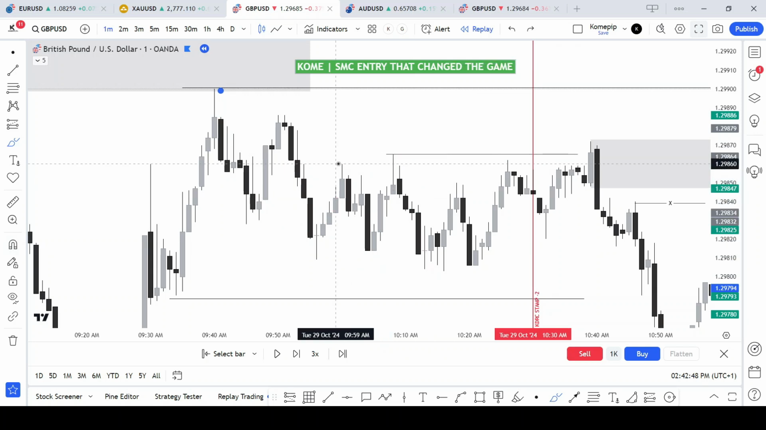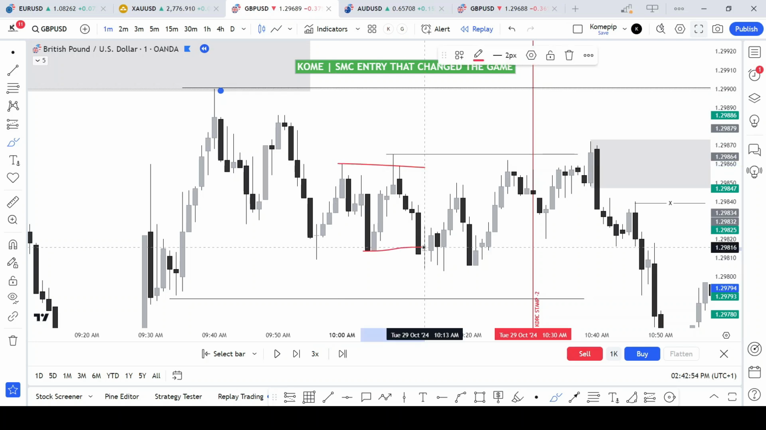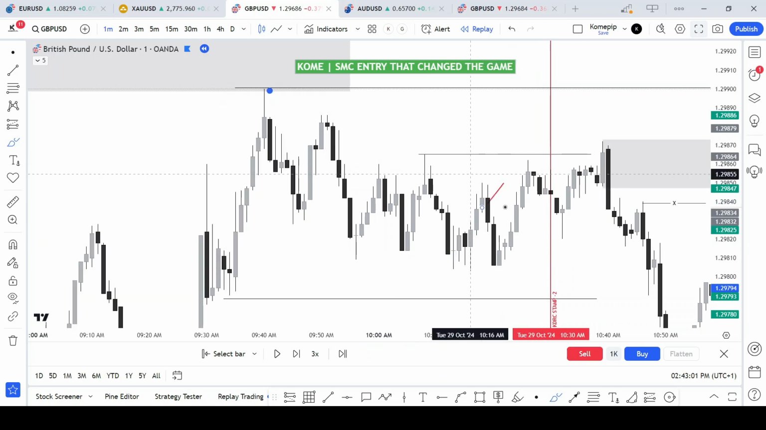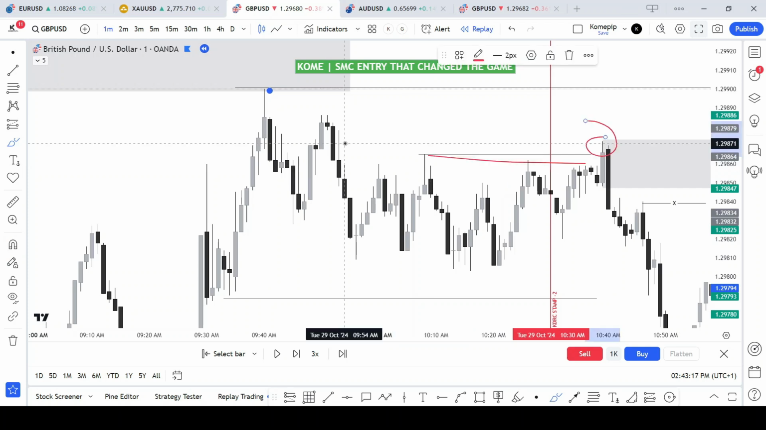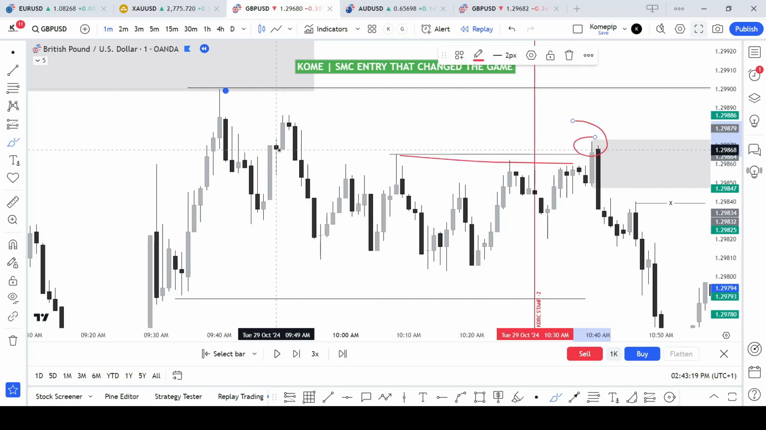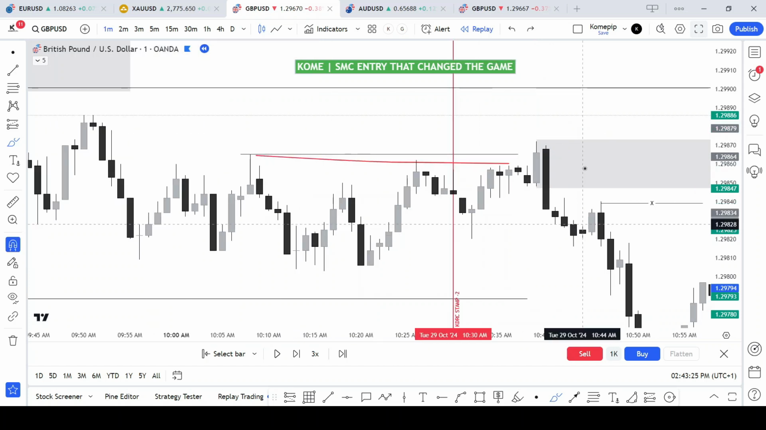What else? Then we see that price came and broke this low. Automatically, this becomes a valid inducement leg. This is not a valid inducement because price never broke the low, but this becomes a valid inducement. And what happened? Price came and took it out. There was no actual mitigation on this time frame for me because this candle had mitigated this already.